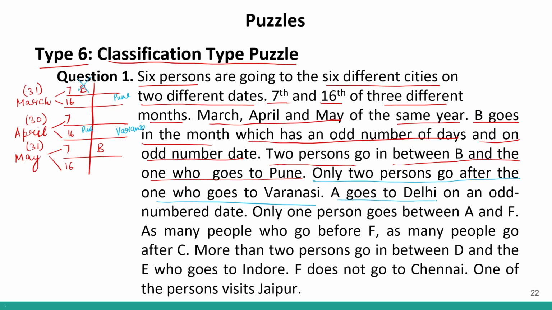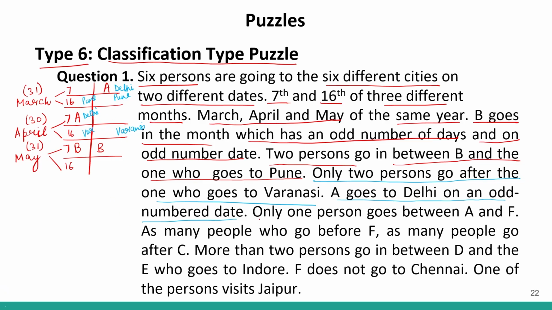Now, A goes to Delhi on an odd number date. How many odd number dates do we have? We have 7 April remaining and we have 7 March remaining. So, we can go to Delhi at this date also. Now, this one was not correct. So, let us make one more possibility. The other possibility can be, okay, Varanasi is fixed. Pune is fixed. The other possibility can be that Delhi is visited on 7th April. So we will have A over here, or we can have A over here. Now we are again back at 2 possibilities.